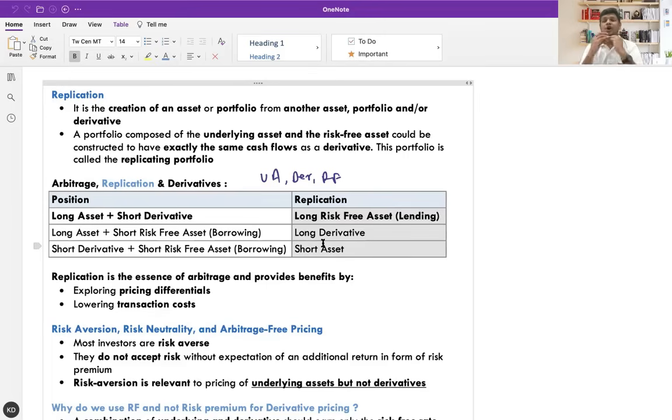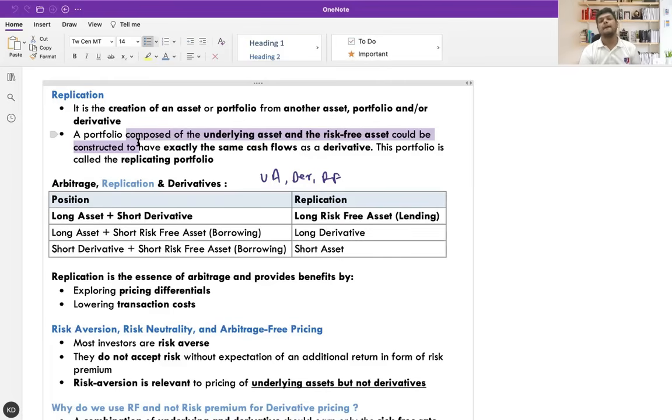Why do we do this? Why are we doing this basically? The entire reason for doing this is to find whether there is an opportunity or not. So first of all, what is replication? It is the creation of an asset or portfolio from another asset, that is derivative, and along with that you also add the risk-free rate. So a portfolio composed of the underlying asset and the risk-free rate could be constructed to have exactly the same cash flow as the derivative. So you can combine any two and create a third one. Clear? That is called replicating a portfolio.